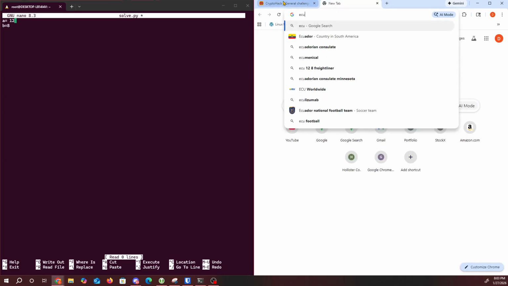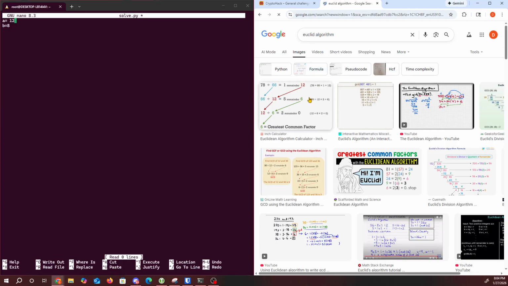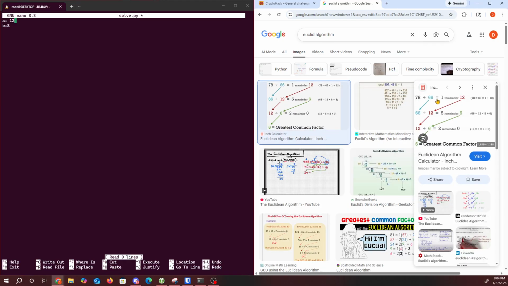So, the Euclid algorithm. It says right here we have a and b, and it's basically the remainder. If the remainder is 0, that means b is the greatest common divisor. In this case, the remainder became 0 when it reached 6, and since 6 is that, it becomes the GCD. So now we have to write the logic for that.